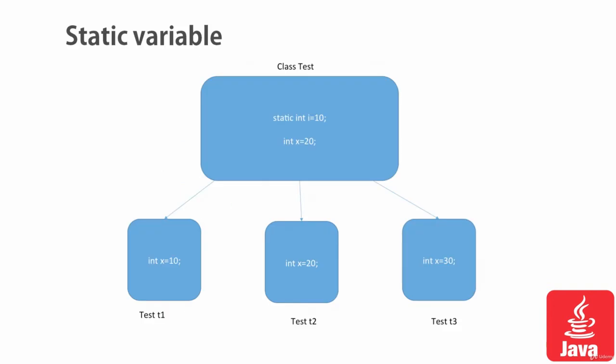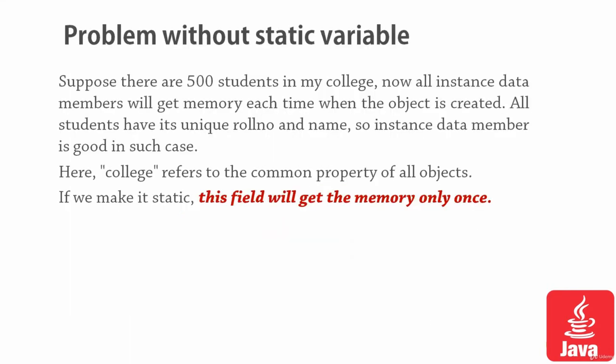Then we have a static variable, which is declared with static. As we all know, the value of a variable may change over time, but a static variable is stationary or remains constant over time. We cannot alter or change its value.